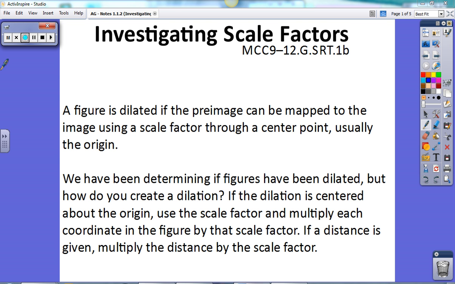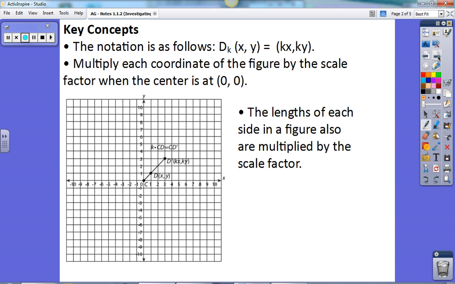We're going to use that scale factor to multiply each coordinate in the figure by the scale factor, and that will give us our new image. So we'll take the pre-image, multiply it by the scale factor, and that will give us the dilated image. And that works for both enlargements and reductions. If they just give us the length of a side of a figure, then we can just multiply that length by the scale factor as well.